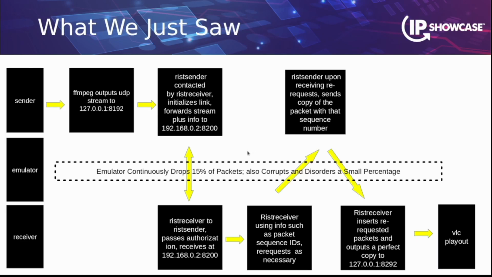So here's a diagram of what's happening in the demo to make it a little bit clearer. We have on the upper left-hand side FFmpeg on the black box. We call this a sender. It outputs a UDP stream from a file directly to the local adapter. Then, on the next box, we grab the RIST sender command line utility from libRIST, and we initialized the link, and we listened on a port for somebody to connect.